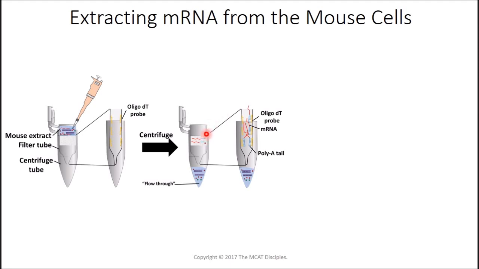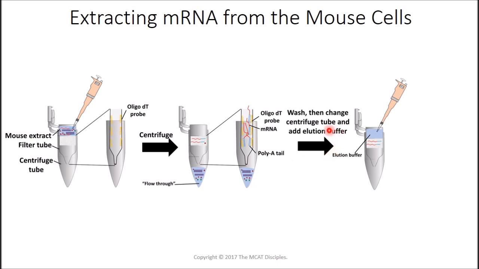All the mRNA that was found within the mouse extract. And there were still a few impurities in there, so what I did next was I washed the tube a little bit, and I added the elution buffer after that, and I switched the centrifuge tube to a clean centrifuge tube so that when I elute, or remove, the mRNA from the filter and enter it into the centrifuge tube, it would be clean, and it would only contain mRNA.